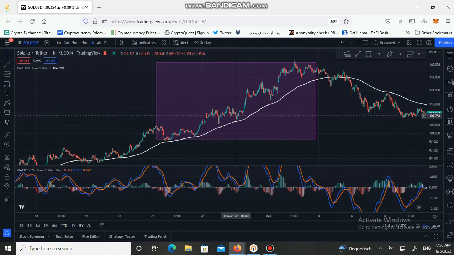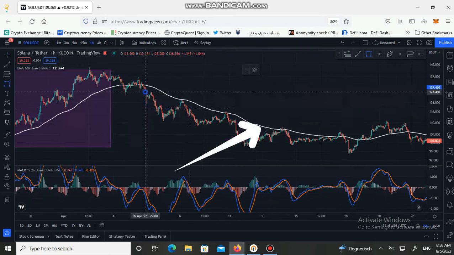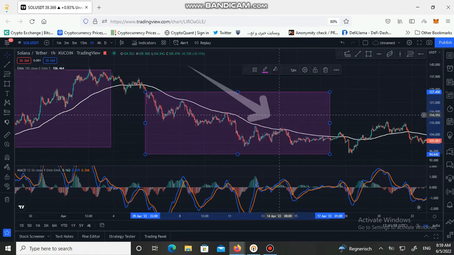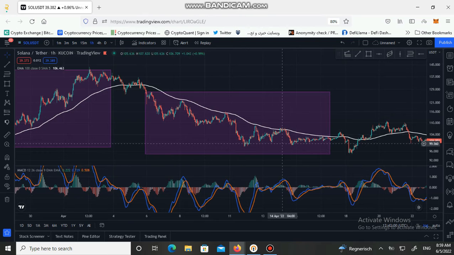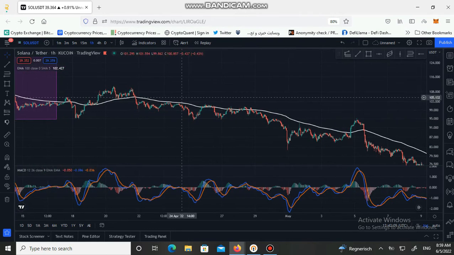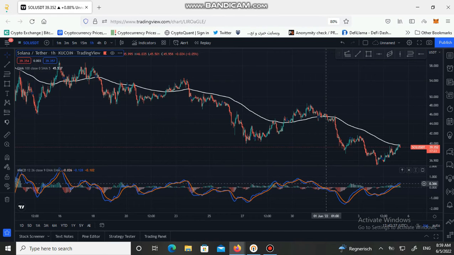Wherever the price is above this indicator, it is an uptrend, and wherever it is below, it is a downtrend. We do not deal with areas of market choppiness and where the EMA and price are entangled. Now we go to the MACD.